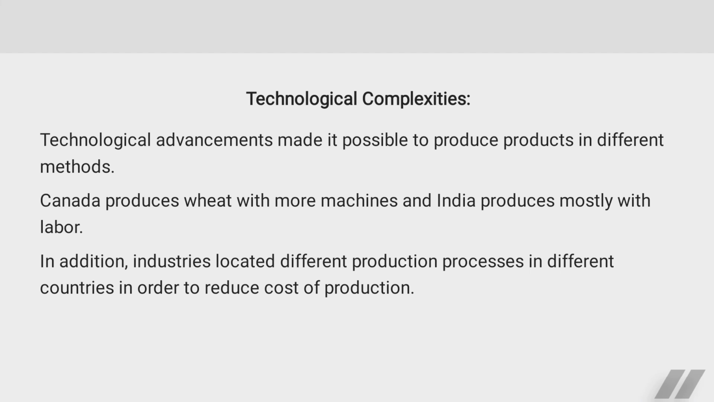Technological advancement made it possible to produce products by different methods. Canada produced with more machines and India produced mostly with labor. In addition, industries located different production processes in different countries in order to reduce the cost of production.